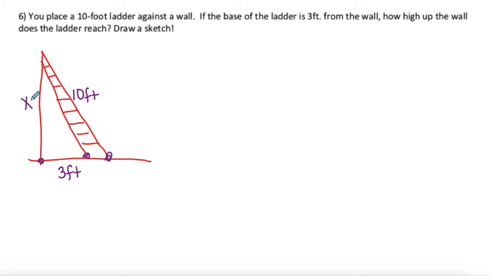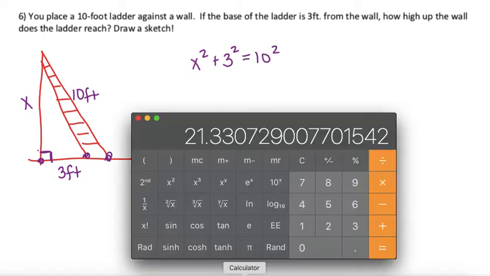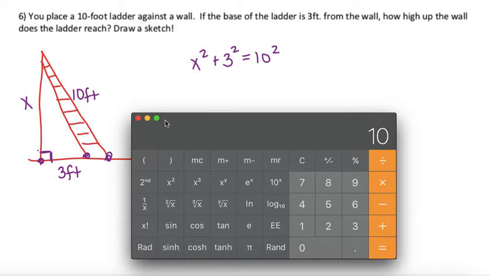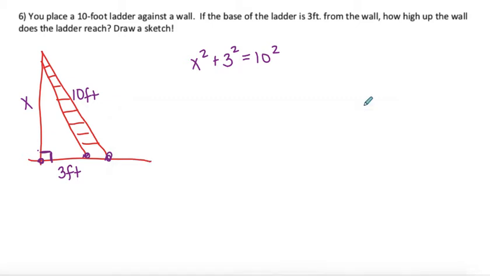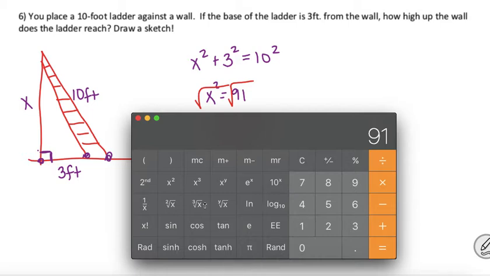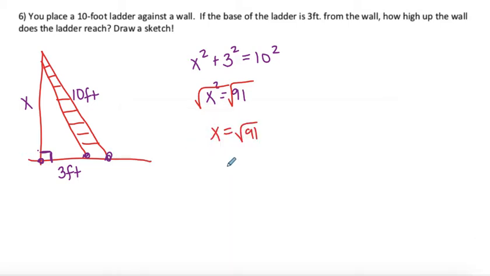That's going to be the longest side. But we can set up, assuming that this wall is perpendicular to the floor, the Pythagorean theorem to check and see how high it actually reaches. So on my calculator, I'll do the 10 squared. And because I'm looking for a side, I'm going to subtract the 3 squared, which gives me 91. So I have x squared equals 91. Square root both sides. And I get x equals square root of 91. And square root approximately 9.5.